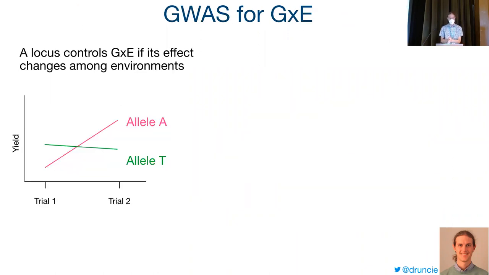So the last question is, can we identify loci that control this G by E? So we'd say a locus controls G by E if we made a substitution, say from the A to the T in a particular line, and now the line went from reacting to the environment to having a different reaction. So if the response to the environment changed after that substitution, that's what we ideally want, but we're not gonna do that in all the individuals and all the lines. So instead we'll use association mapping methods.